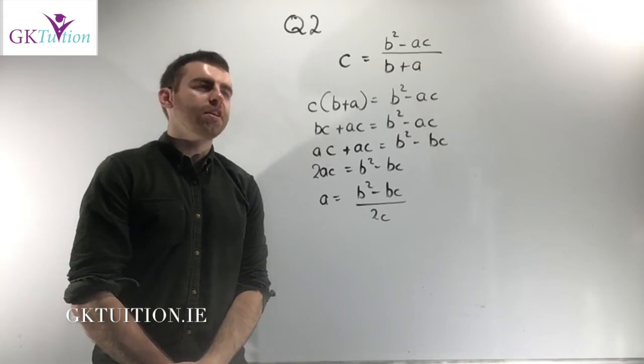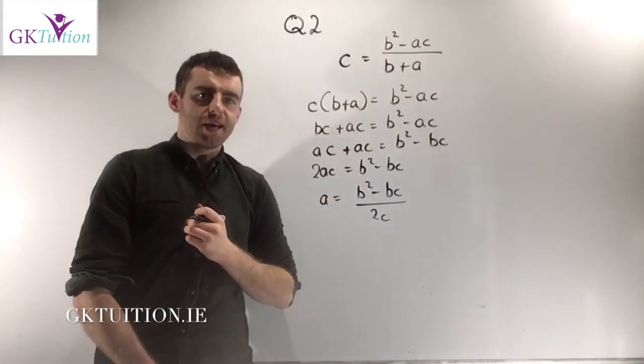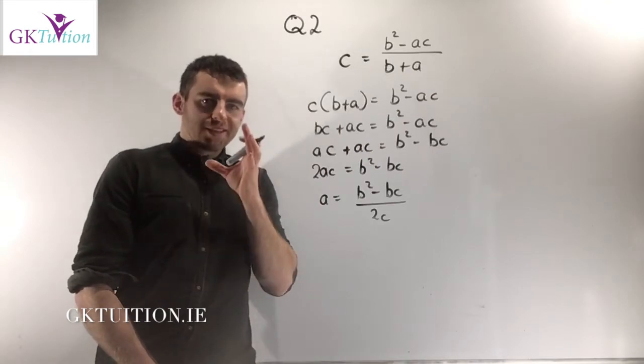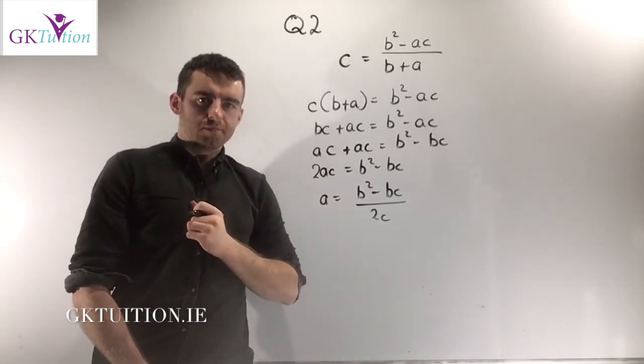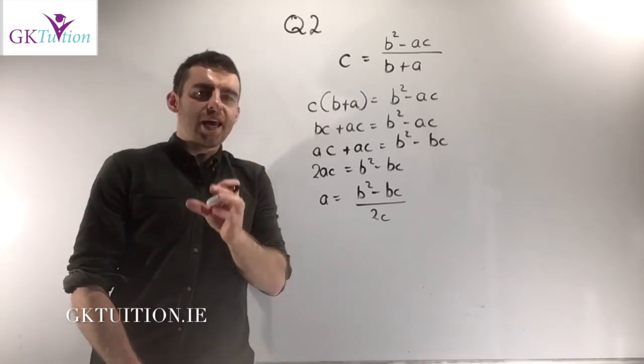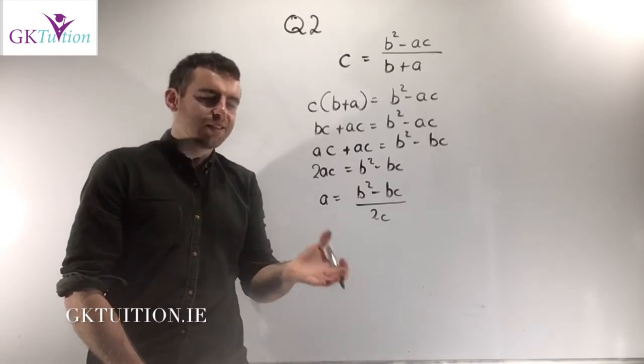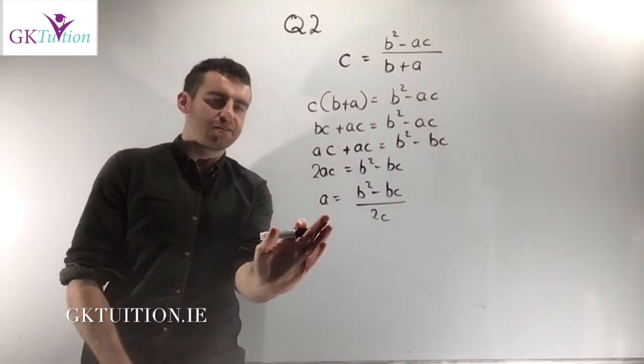And the second question here, you were given c is equal to b squared minus ac over b plus a. And you were asked to express a in terms of the other variables. Another way of asking this question is, I could have said, make a the subject of the equation. If I had said make a the subject of the equation, it means the same thing. It means basically get a on its own.